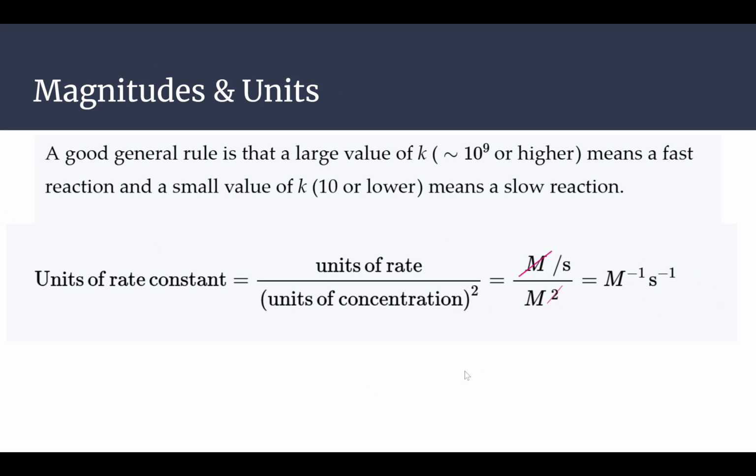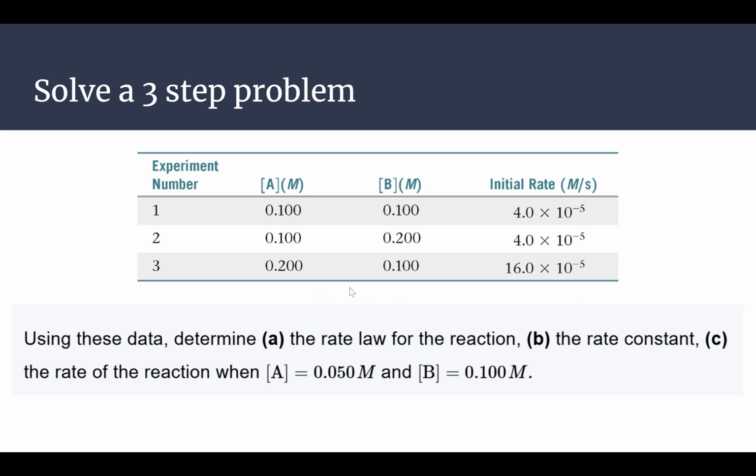And you should be familiar with how to solve these reactions. So let's do a three-step problem that is pretty typical of what you'll see on your tests. So this is your table right here, and you're going to find the rate law for this reaction based off the concentrations and the initial rates, the rate constant, and then the rate of the reaction when the concentration of A is 0.05 molarity and B is 0.1 molarity. And I'll give you a second to go solve that.